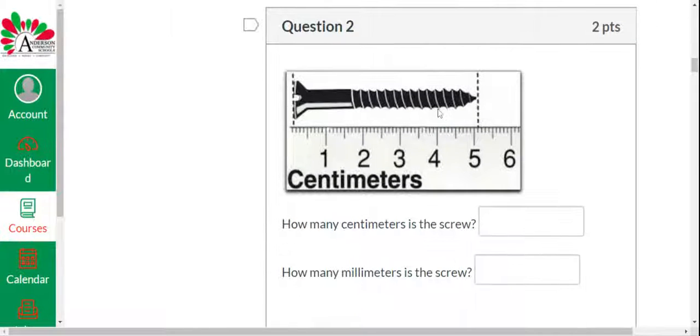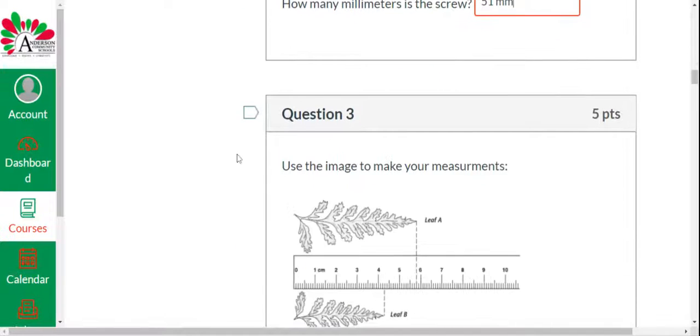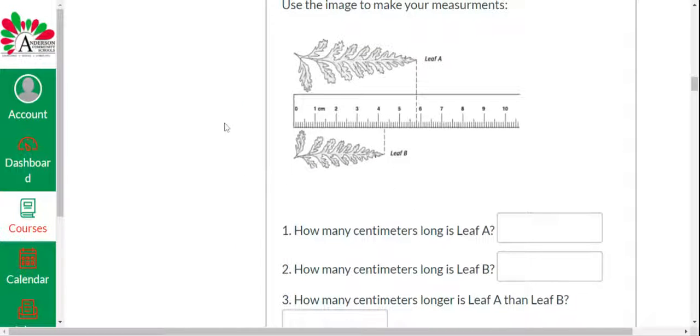Again, here we have a screw that is 5 and then 1, so 5.1 centimeters. And then how many millimeters is this screw? So 10, 20, 30, 40, 50, and 1. So 51 millimeters. Question number 3, we have these leaves. How many centimeters long is leaf A? Leaf A is at least 5, and this is 0.5, 0.6, 0.7, 0.8. So it is 5.8 centimeters.